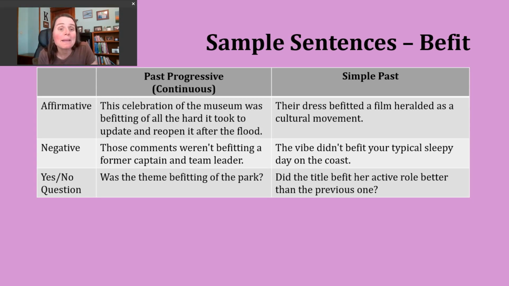Okay. Now, if you want to make a negative past progressive sentence, again, pay attention to that subject, then use the past tense form of be that matches, followed by not, and then the ing form of the verb. Here's another example. Those comments weren't befitting a former captain and team leader. Okay. Finally, if we want to make a yes or no question here in the past progressive, start with your form of be, whatever form matches the subject. Then you'll see the ing form of the verb next. So, was the theme befitting of the park?